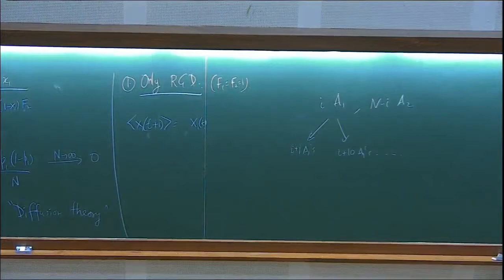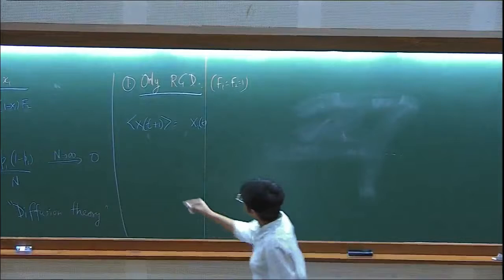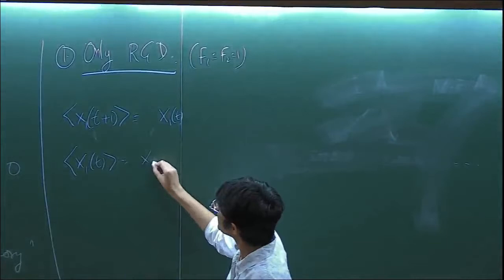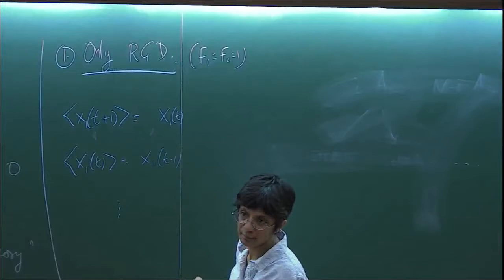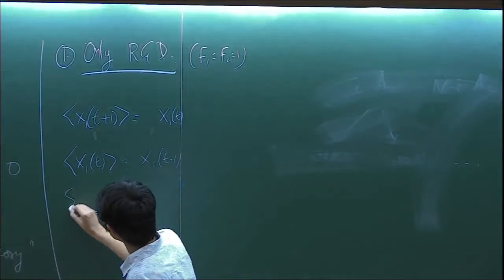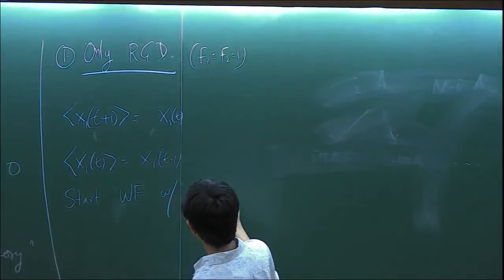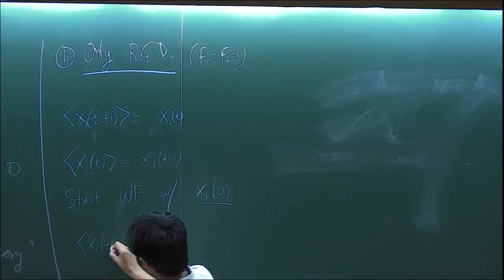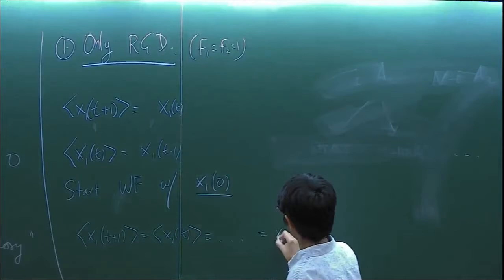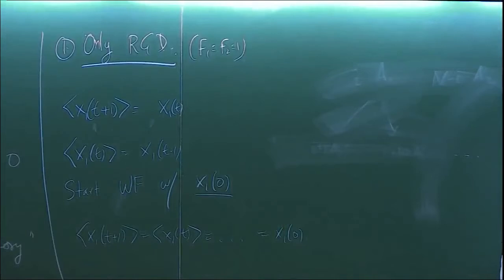So, what about the average x1 at time t? It is the same at t minus 1, and so on. So if I started at t equal to 0 with x1, 0, so if I start my Wright-Fisher process with this population, which is fixed, it follows on the individual trajectories. In each simulation, usually that will be different.